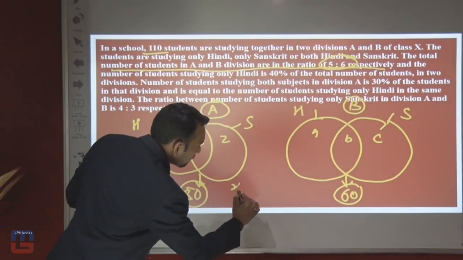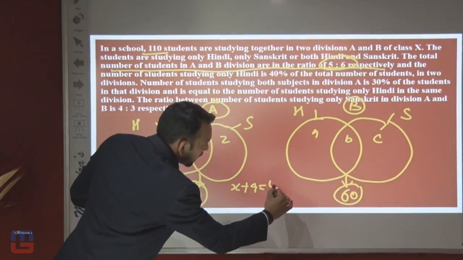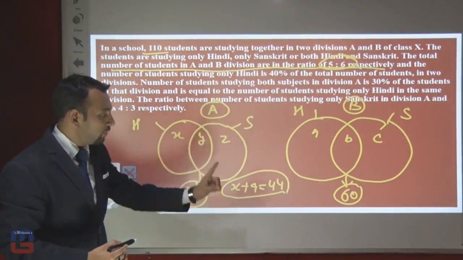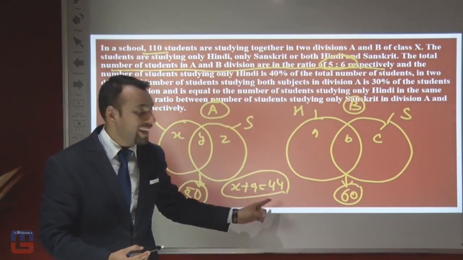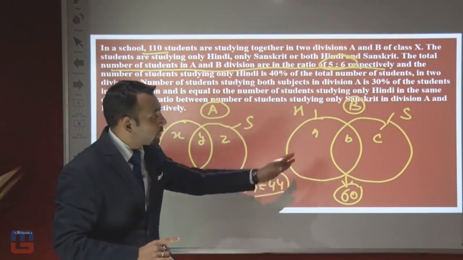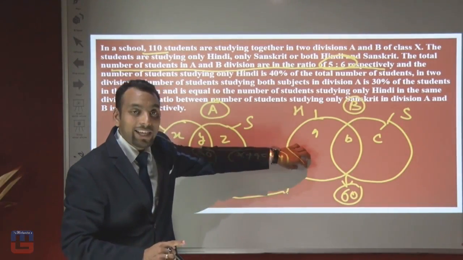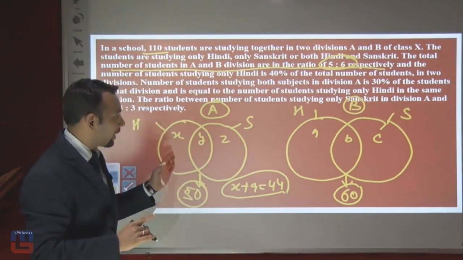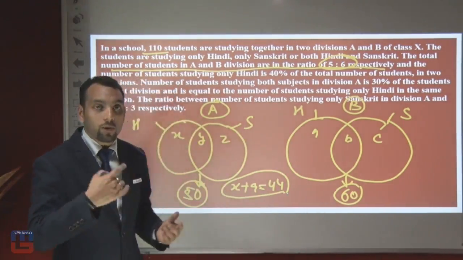So here X plus A, that is 44, which means from this line we have the information that X plus A is equal to 44. Got it? Now this X plus A is 44 because only Hindi in division B is here A. Only Hindi in division A is X. So X plus A is 44. Now read the next line.